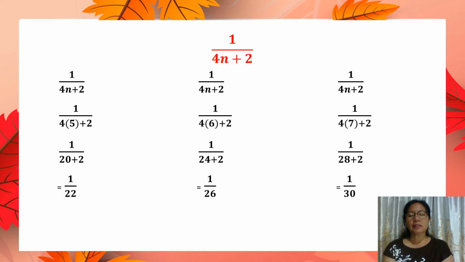If n is equal to 7, 4 times 7 is 28, plus 2, that is 30. So the final answer is 1 over 30. So the next three terms after 1 over 6, 1 over 10, 1 over 14, and 1 over 18 are 1 over 22, 1 over 26, and 1 over 30.